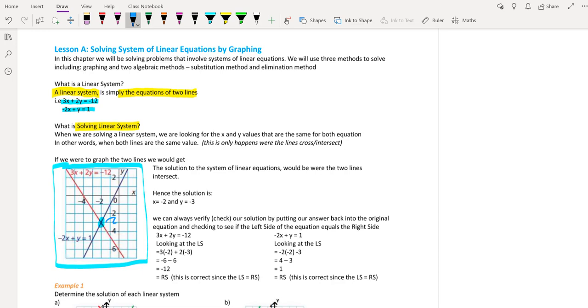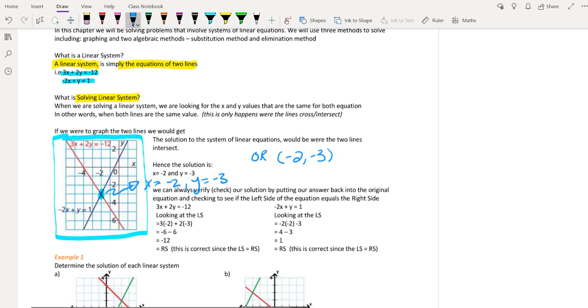the solution to the system would be simply the x value at this point. So x is equal to -2. And the y value at this point, y is equal to -3. So the solution is x equals -2, y equals -3, or we can write it as a coordinate, (-2, -3). At that point, both of these lines are equal to each other.